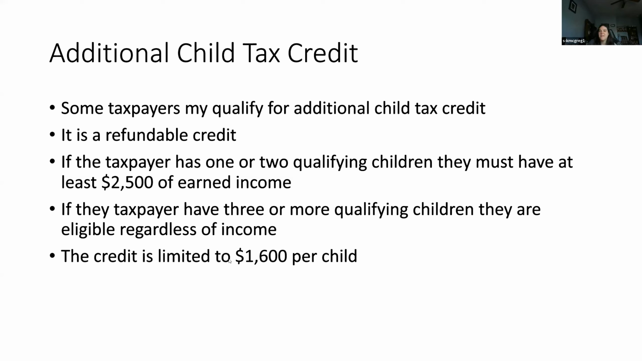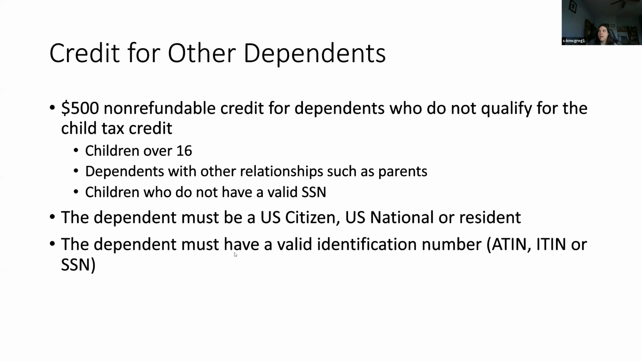Now there's another option for people if they can't get the child tax credit or the additional child tax credit: they could get credit for other dependents. Again, this one's non-refundable, so you have to have a tax liability to take this one. Max is $500. This is for children over 16 or dependents that have other relationships. You could get this for your elderly parent if they live with you. This is just for other dependents. The word child has nothing to do with this.